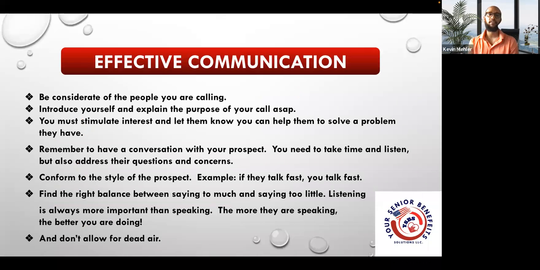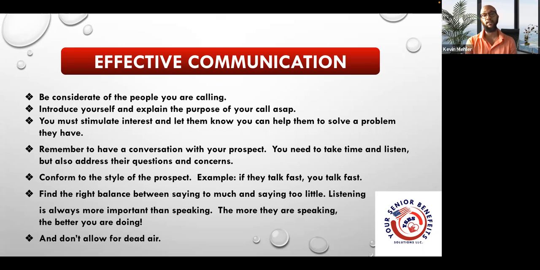Now, as far as effective communication, guys, what I meant with that is you have to be considerate of the people you're calling, okay? You always want to introduce yourself and explain the purpose of your call as soon as you can. Otherwise, you might get hung up on, because you have to remember they get so many calls each and every day, okay? And if you just sound like the last person that just calls, then you might just get hung up on as well. So it's so important that you stimulate the interest and let them know why you can help them solve the problem that they have. Okay.